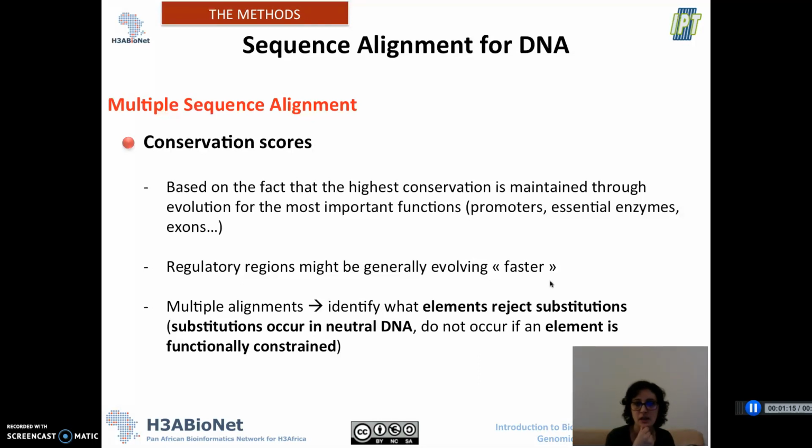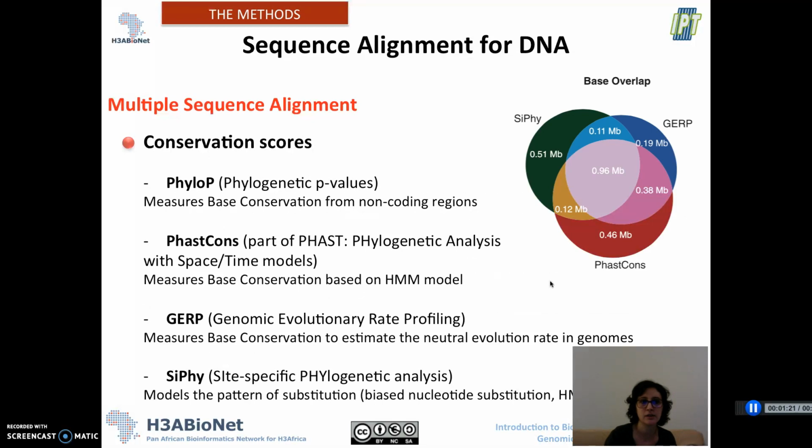So this kind of evaluation is done through a conservation score that is calculated by different tools, approaches, or algorithms that are highlighted here. So these are some examples of them.